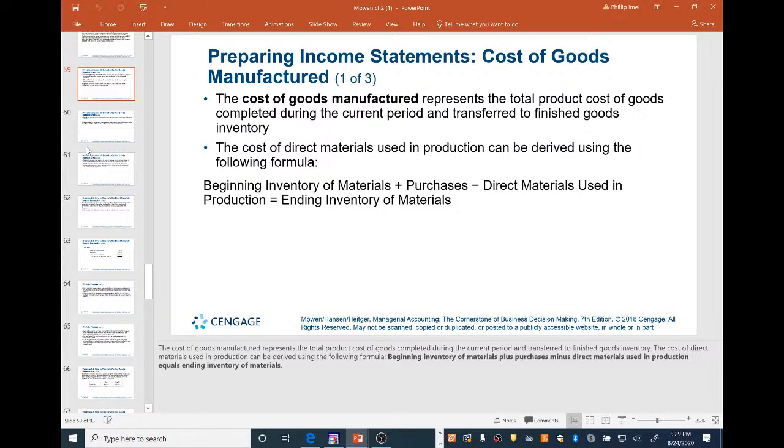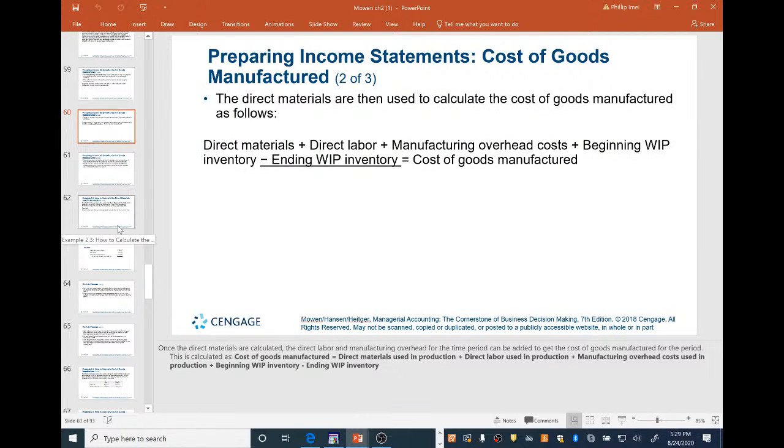So once again, the cost of direct materials used in production is found by taking beginning inventory of materials, add in your purchases for the period, and then back out the direct materials used in production, and that'll give us the ending inventory of materials. The direct materials are then used to calculate the cost of goods manufactured. So this is a two-step process. Direct materials plus direct labor plus manufacturing overhead costs plus beginning work in process inventory minus ending work in process inventory equals cost of goods manufactured.